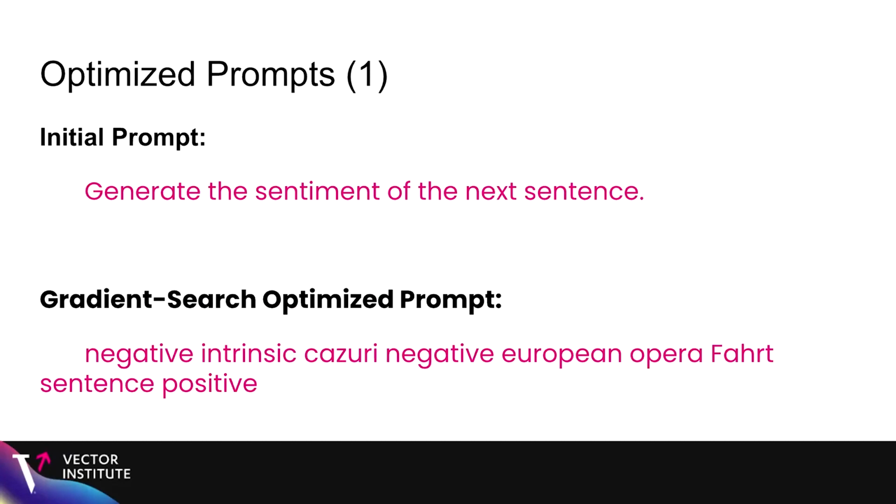And also I have some examples showing you the optimized prompts with these techniques. So this is the example for gradient search. We have an initial prompt, a grammatical one, like generate the sentiment of the next sentence, and then this becomes this nonsensical prompt. But successfully, the search could find the labels like negative, positive, and included those labels in the input, which is interesting.